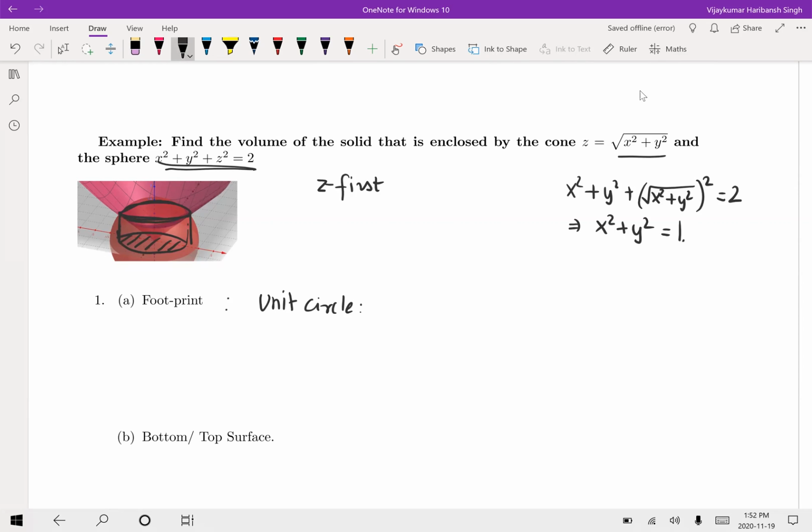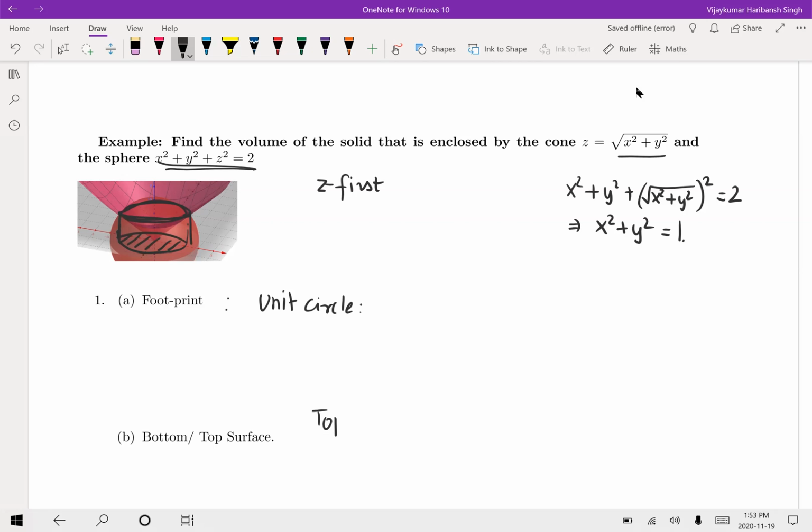So the top is essentially the sphere. So what is the equation of that sphere? For that, notice the following: we have x equals r cos theta, y equals r sine theta. So the top surface is x squared plus y squared plus z squared equals 2, but x squared plus y squared is r squared, so r squared.